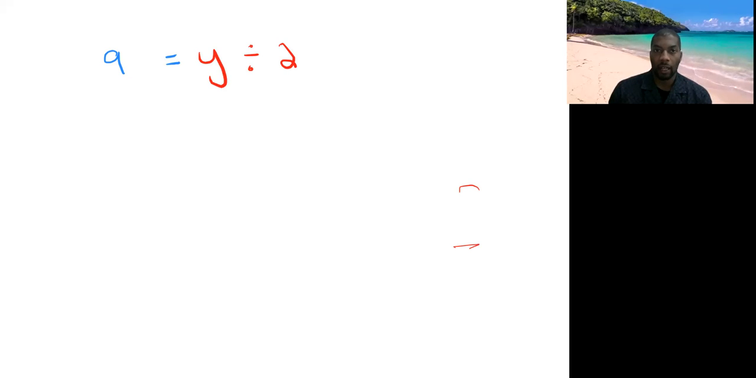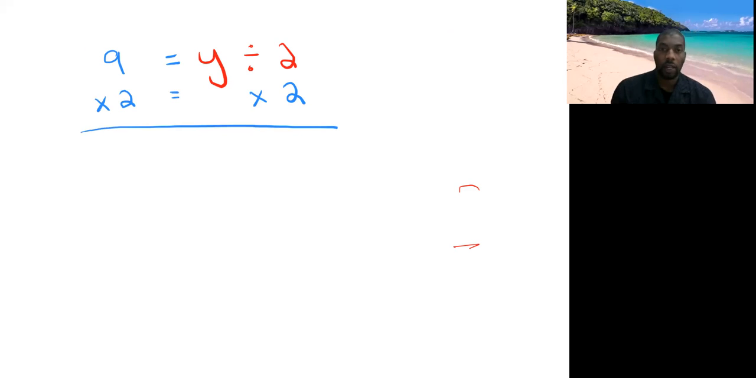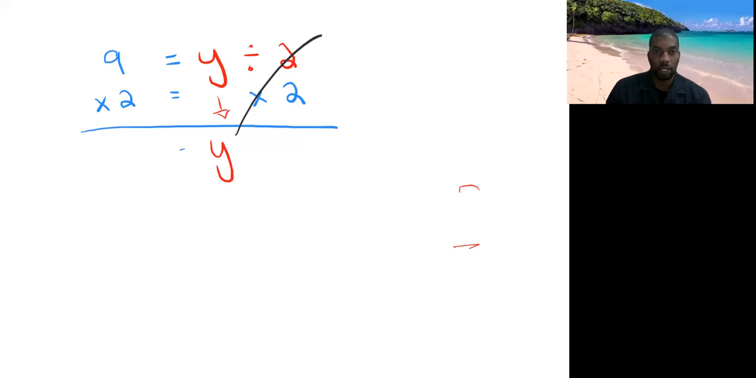If I want to figure out what this y could be, all I have to do is say, if I'm dividing by 2, I need to find the opposite of dividing by 2. What's the opposite of dividing by 2? Well, it's multiplying by 2. If I multiply by 2 on this side, I must also multiply by 2 on the other side of the equal sign. Then I solve it out. Divided by 2 and multiplied by 2 get canceled out. Nothing happened to the y, so I just drop it. Equal sign stays where it is.